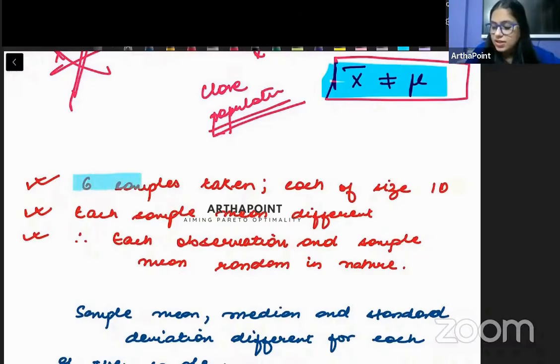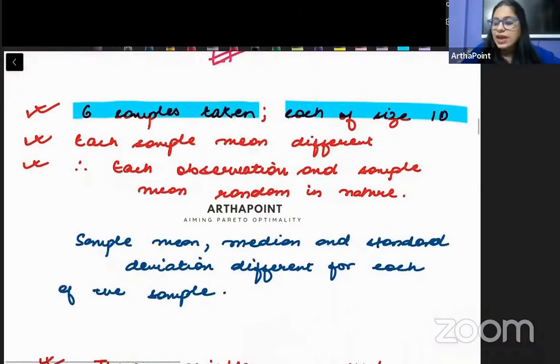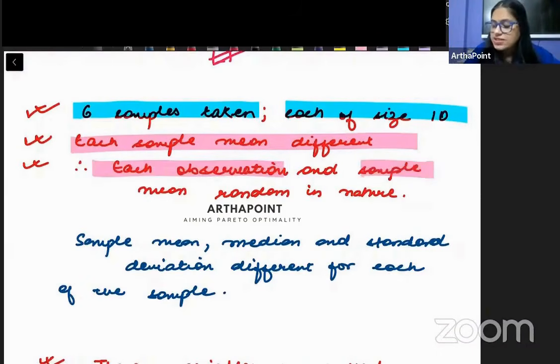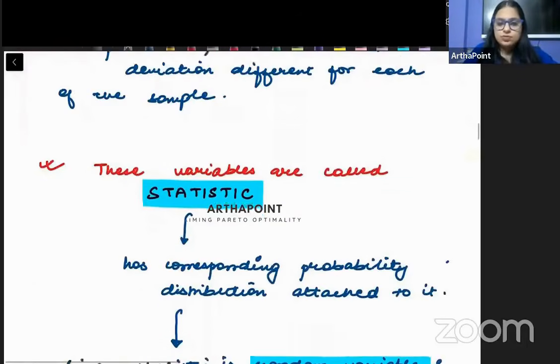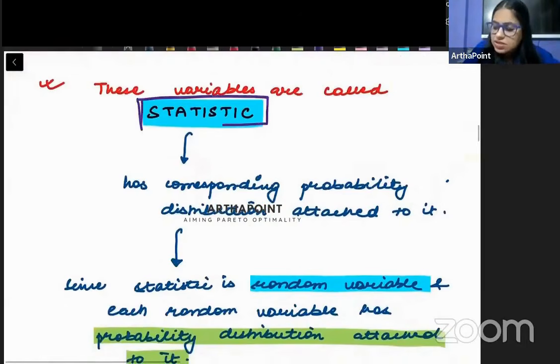First of all, मैंने आपको बता दिया कि इस example में we are taking 6 samples, हर एक का size 10 है. And I have shown to you that each sample has a different mean. And I have shown you that each observation and sample mean are random in nature. तो ना ही सिर्फ सैंपल की ऑब्जर्वेशन रैंडमली आ रही हैं, बट सैंपल का जो मीन है वो भी रैंडम इन नेचर है. दैट इज ऑल्सो रैंडम इन नेचर. क्लियर? ठीक है बेटा.